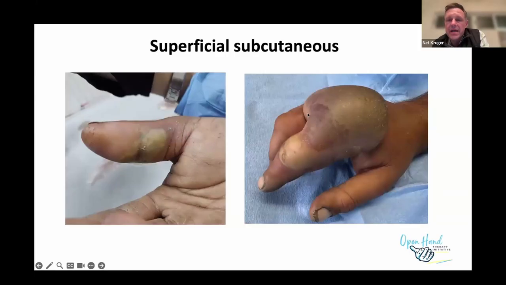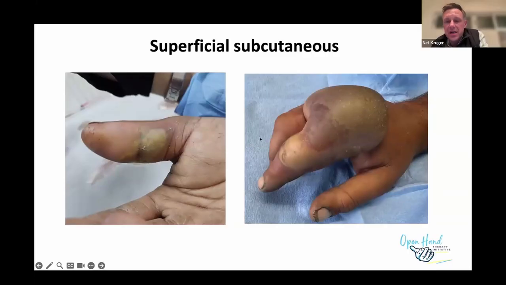On the dorsum of the hand, this is a significant blister. There is some pus underneath here. There will be a lot of deepithelialization over the dorsum of the hand. This is still a simple subcutaneous abscess. This does not extend into the deep tissues. That is something that just needs a local block, an incision and drainage.